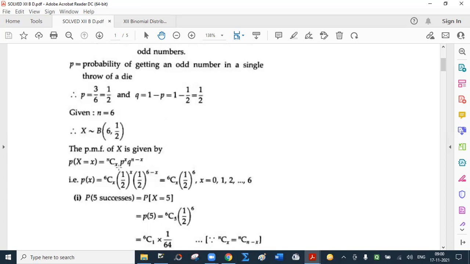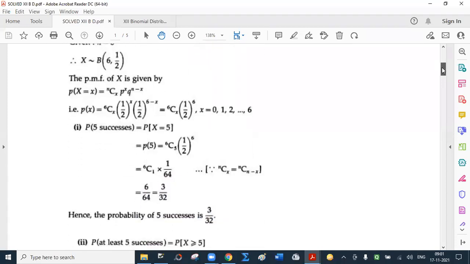nCx. The formula can be remembered easily. See, this is similar to what? The general term in the expansion of (a plus b) raised to n. So it is nCx p raised to x into q raised to n minus x. So here P of x equals what? 6Cx into half raised to x into half raised to 6 minus x. Use laws of indices: 6Cx into half raised to 6. X goes from 0, 1, 2, 3, 4, 5, 6.